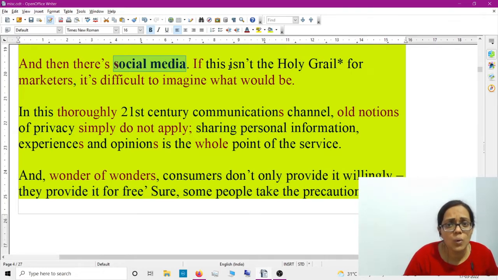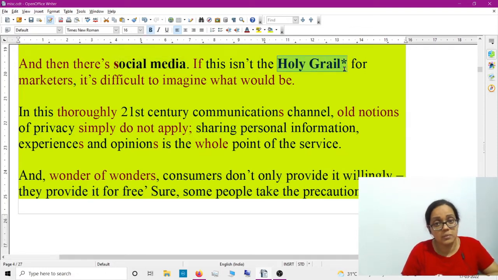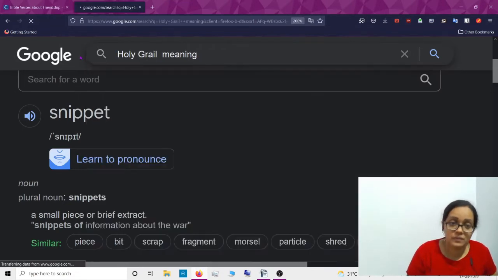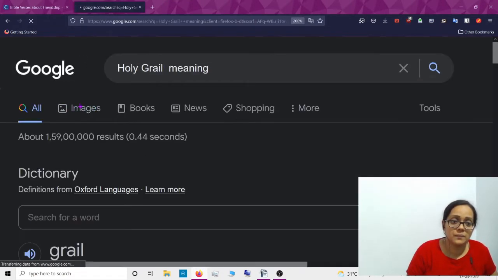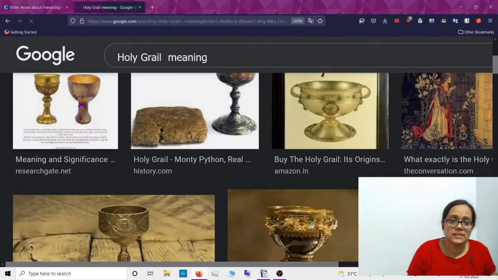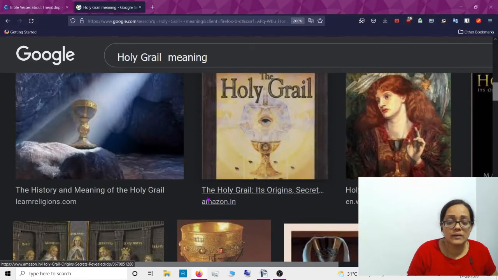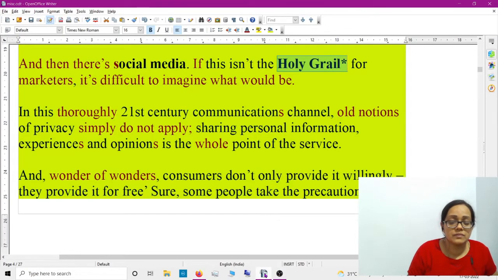If this is the holy grail, it means a cup, okay? The cup used at the time of, I will show you. See, this is related to holy communion. That cup is known as the holy grail. Okay, and it's like a benefit. And if this is the holy grail for marketers, it's difficult to imagine what would be.